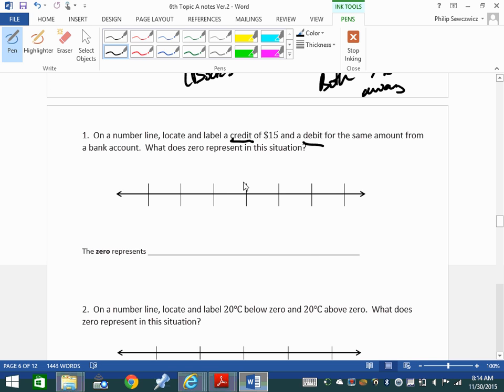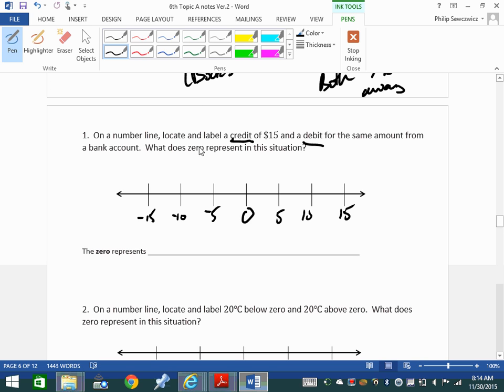What does 0 represent in this situation? Okay, so first of all, should we count by? All right, I don't want to count by ones. That's too many of them. So I've got to land on 15, and I've got to land on -15. So we should count by? Yeah, why not 5? So 5, 10, 15. So then we get -5, -10, -15.